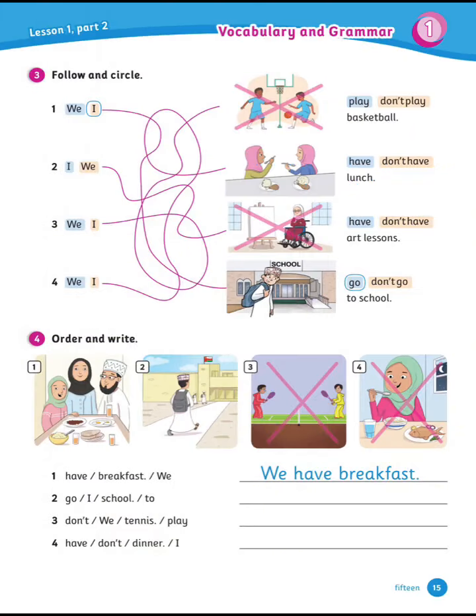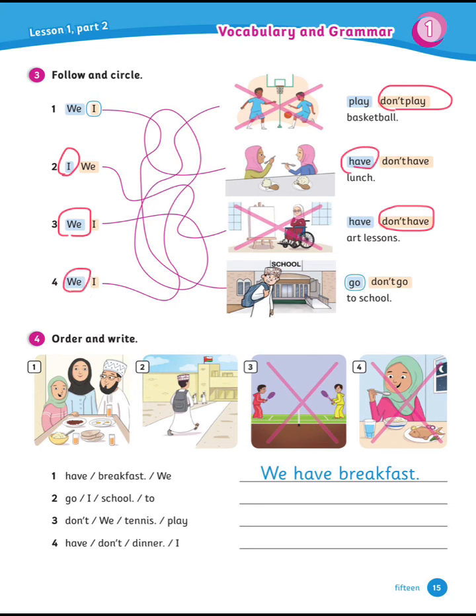Lesson 1, Part 2, Vocabulary and Grammar. Exercise number 3, follow and circle. Follow the lines and see which sentence matches which picture, and then circle the correct answer. Number 1 is done for you. I go to school. Number 2, I don't have art lessons. Number 3, we don't play basketball. Number 4, we have lunch.